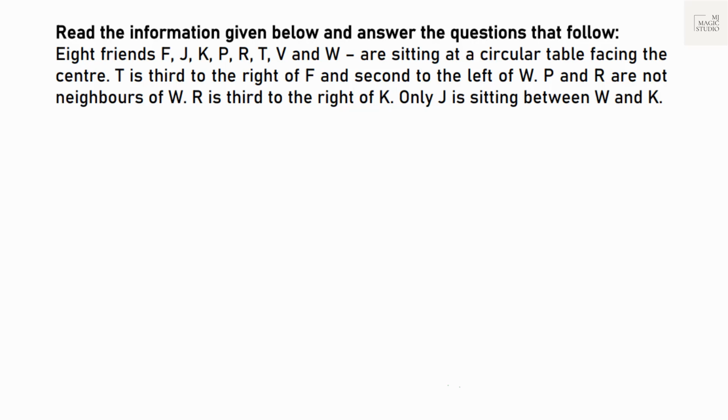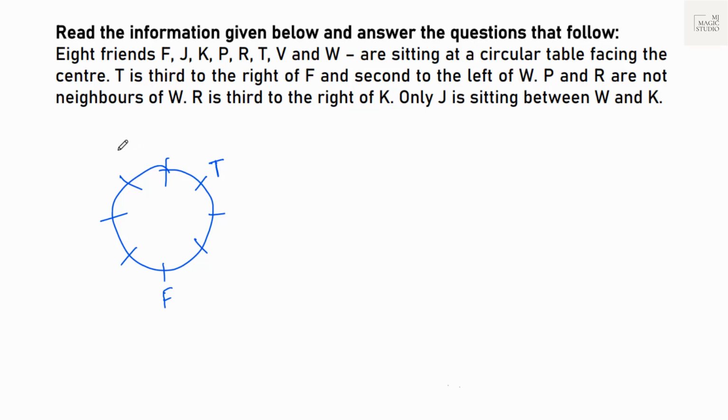Okay, I have one more example on circular seating puzzles. Just give it a try. So we have 8 friends sitting at a circular table facing the center. 1, 2, 3, 4, 5, 6, 7, 8. T is third to the right of F. F, third to the right of F, right, 1, 2, 3.